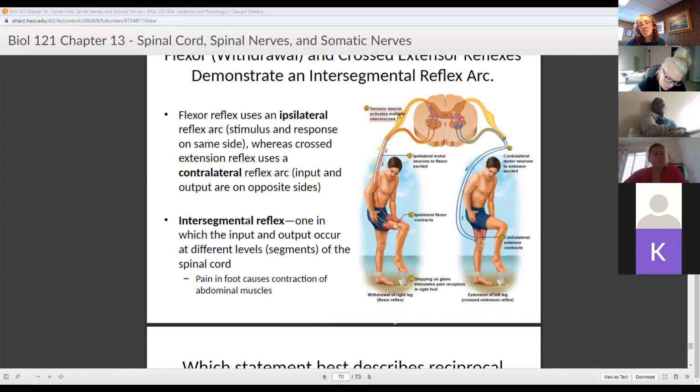Intersegmental means that it's occurring at multiple segments along the spinal cord. Because what happens when you flex your leg? When you're standing and you flex your leg, your abdominal muscles also contract. So that's an intersegmental reflex, because it's involving multiple segments of the spinal cord.